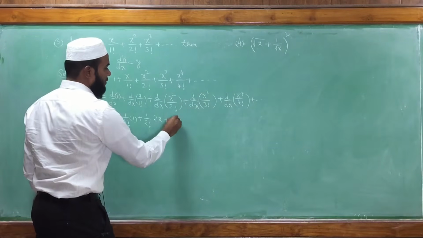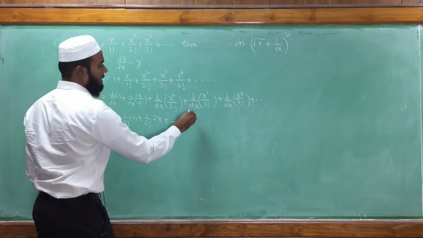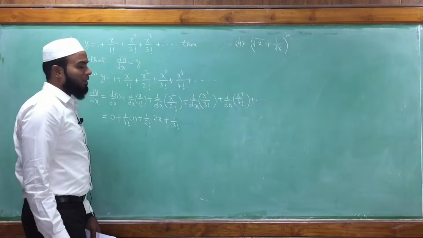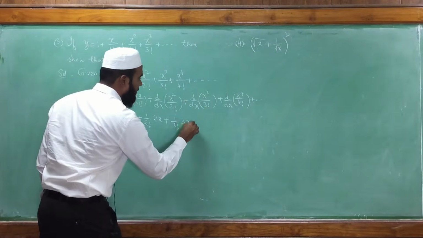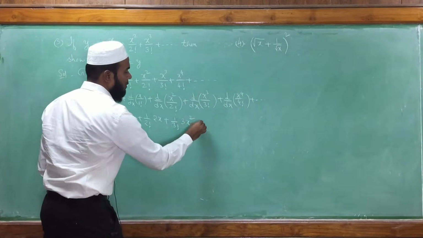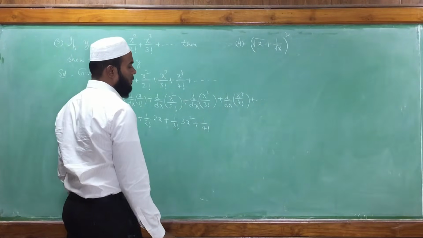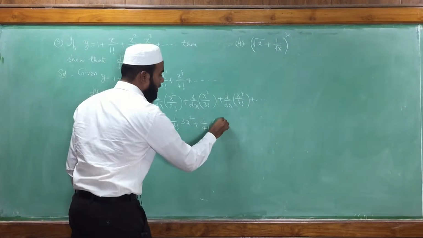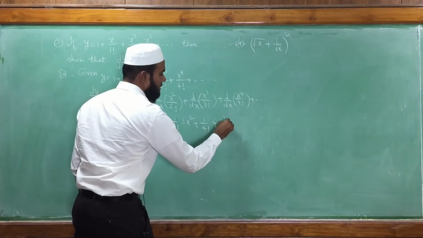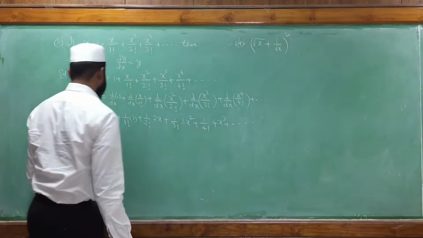Plus 1 by 3 factorial as it is, derivative of x power 3 is 3 into x power 3 minus 1, which is x square. Plus 1 by 4 factorial, derivative of x power 4 is nothing but 4 into x power 4 minus 1, which is x cube, plus so on, right.